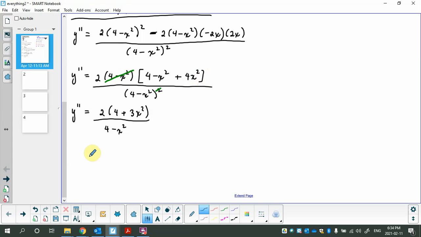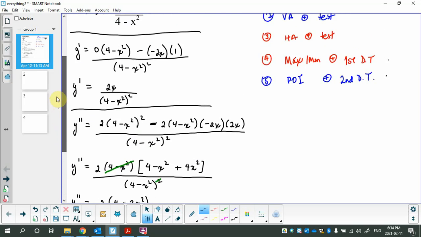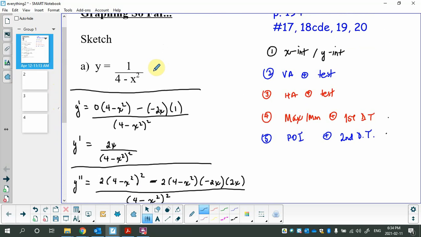Yes. So there is my second derivative. So now I'm going to start up with x and y intercepts. So this is what you need for x and y intercepts. Y equals 1 over 4 minus x squared.